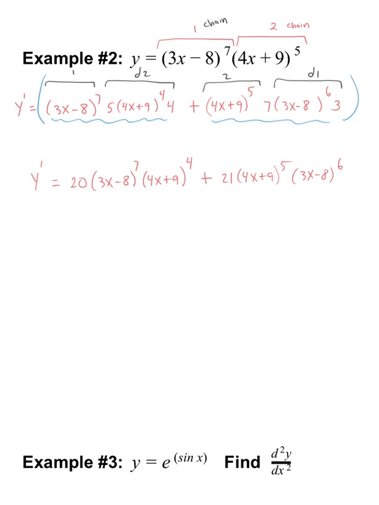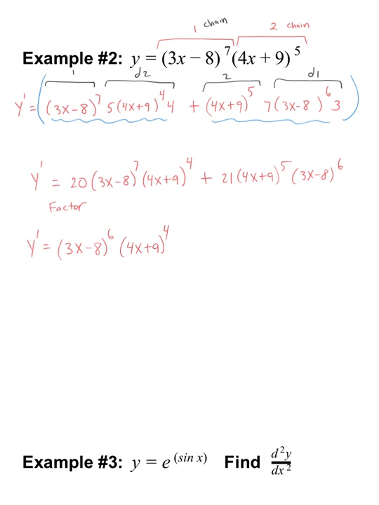All right, now we can factor. So, what's common to each of these terms? Is there a common factor of 20 and 21? No. But right here, 3x minus 8, there's 7 of them on this side. 3x minus 8, there's 6 of them over here. So each side has at least 6. So I can factor out (3x minus 8) to the 6th. 4x plus 9, there's 4 of them on this side. There's 5 of them over here. You pull out the smallest power that you have. So I can factor out (4x plus 9) to the 4th.